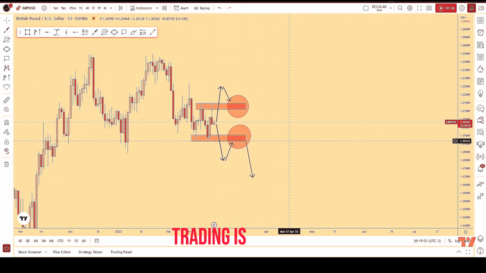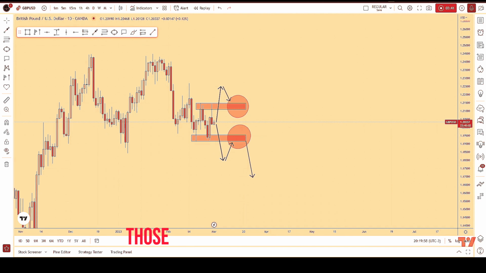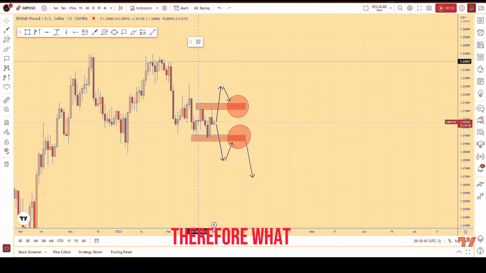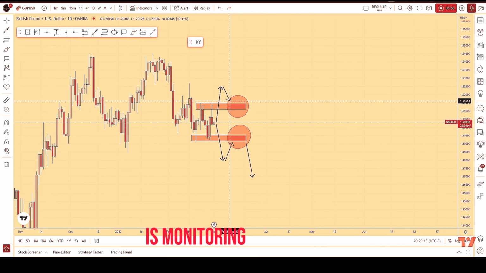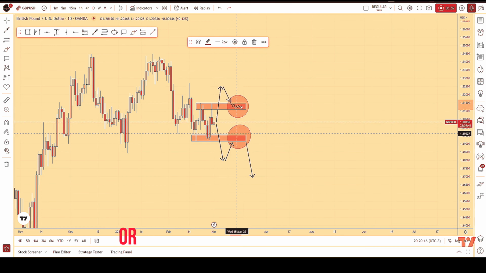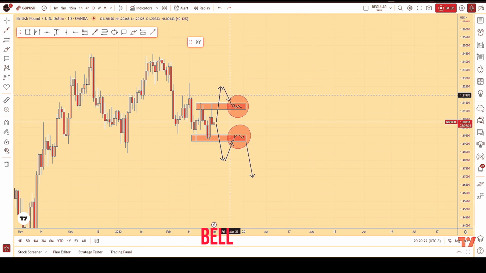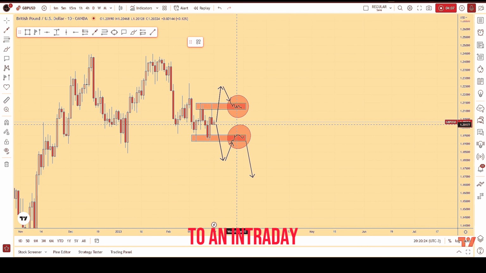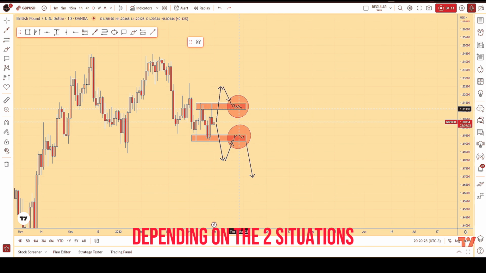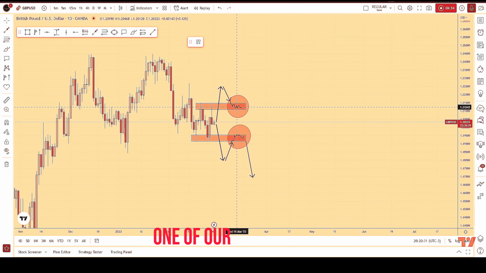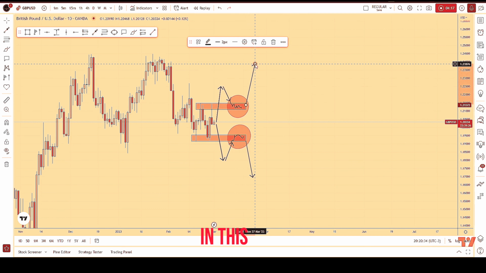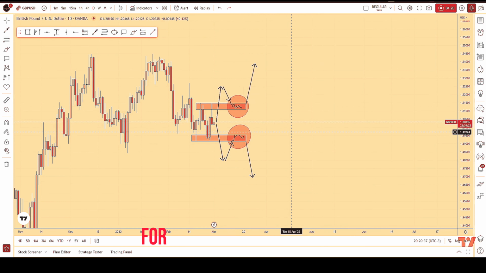Now, as usual, trading is reactive and not predictive. The monthly, weekly, and daily, those are the best time frames from a directional perspective. However, when it comes to confirmations and entries, the best time frames are the intraday time frames, so 4 hour and lower. Therefore, what we could be doing, potentially also with students, is monitoring price action during this move to the downside or during this move to the upside from an intraday perspective, waiting for the market to shift from an intraday bearish or bullish market to an intraday bullish or bearish market, depending on the two situations, and to potentially provide to us one of our valid entries. At that point, we could be looking in this case for a move to the upside, and in this case, for a move to the downside.